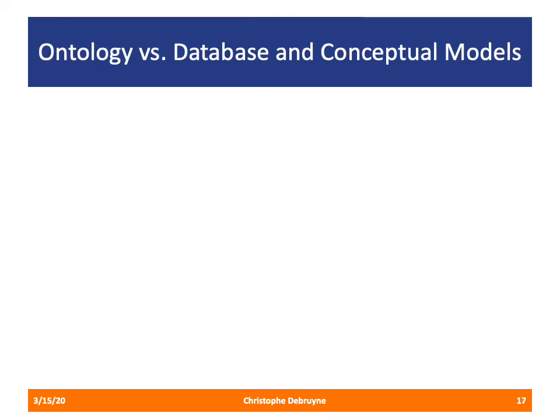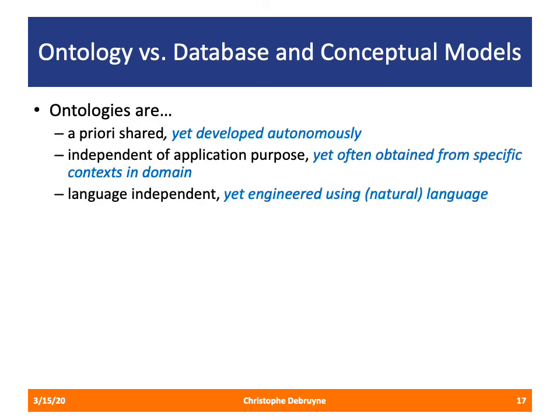So what are the differences between an ontology and a database and conceptual models? Well, ontologies are supposed to be shared even though they're developed autonomously. Remember, if an ontology isn't shared within a group of stakeholders, it makes no sense. Ontologies are furthermore independent of any specific application purpose, yet they're often obtained from a specific context and domain. Ontologies are furthermore supposed to be language independent because they're artifacts to be processed by computers, yet they are the result of engineering processes in which stakeholders use their natural language to reach the necessary agreement.